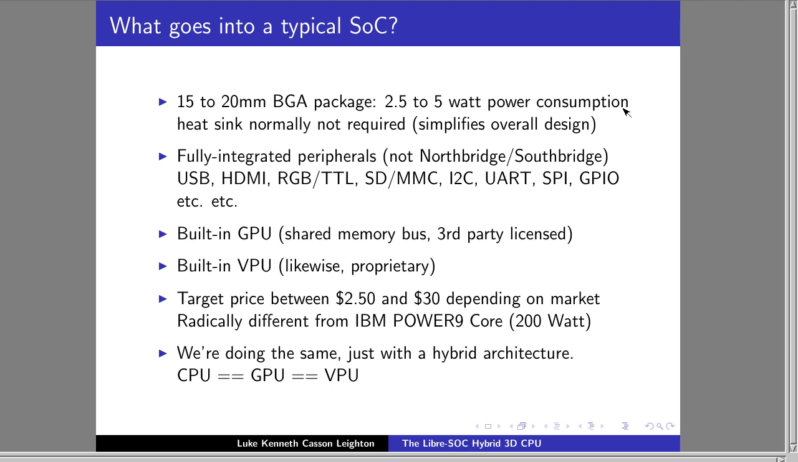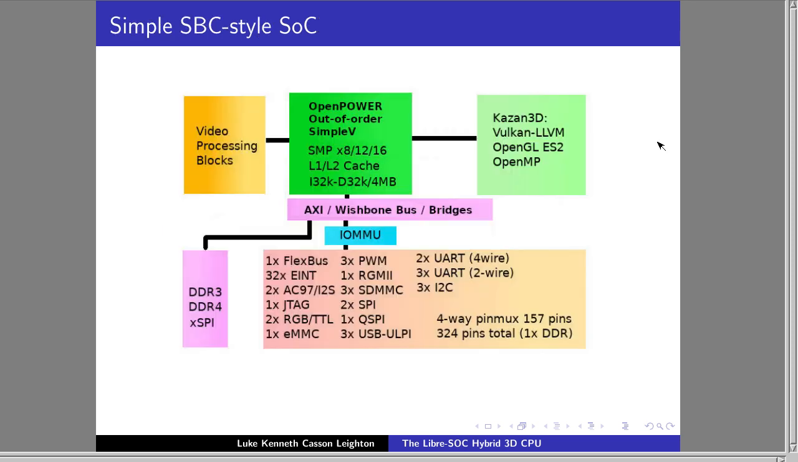The Ingenic JZ4775 is at the $2.50 mark, and by the time you get to quad core IMX6 Freescale NXP, you're looking at about $36, and that's the typical amount that your Texas Instruments OMAPs, etc. are priced at as well. But we're doing the same thing, just with a hybrid and transparent architecture, where the CPU equals the GPU equals the VPU, and that's a radically different proposition.